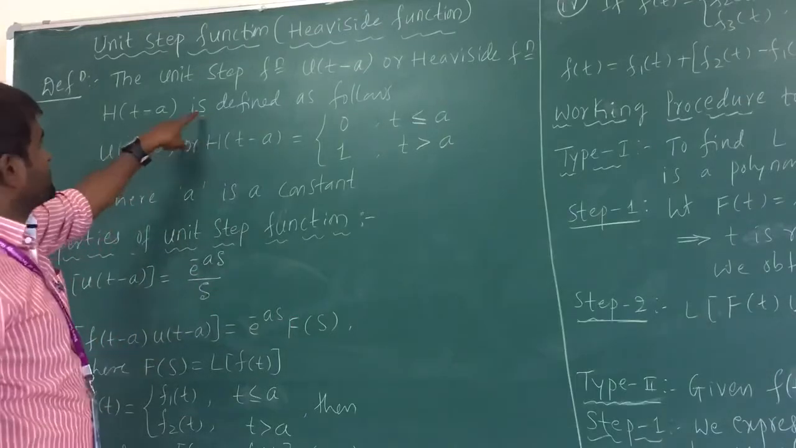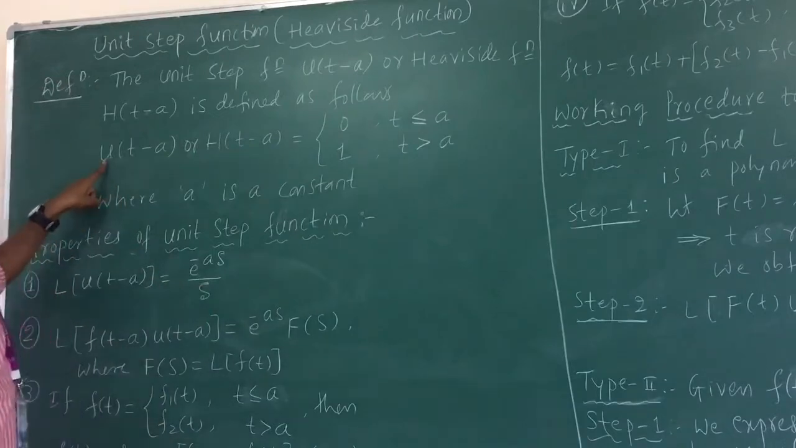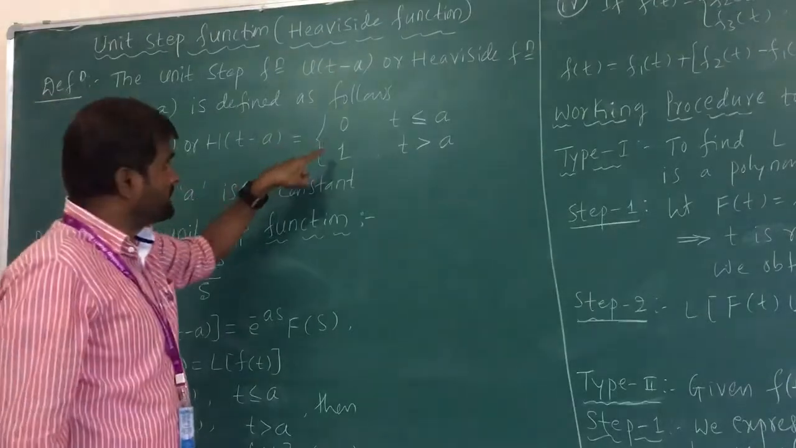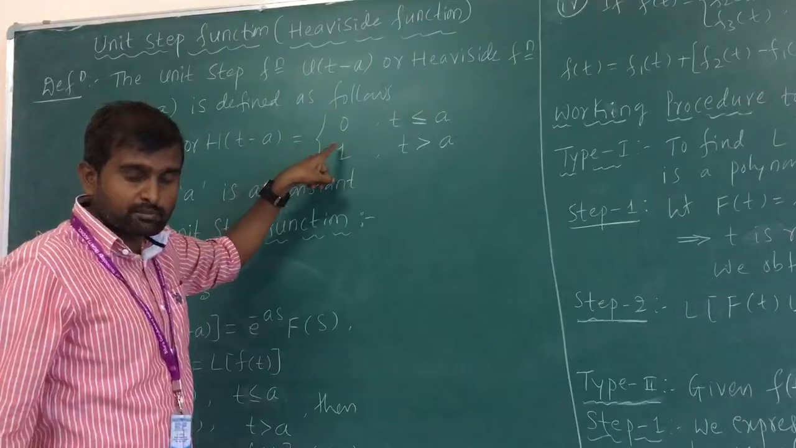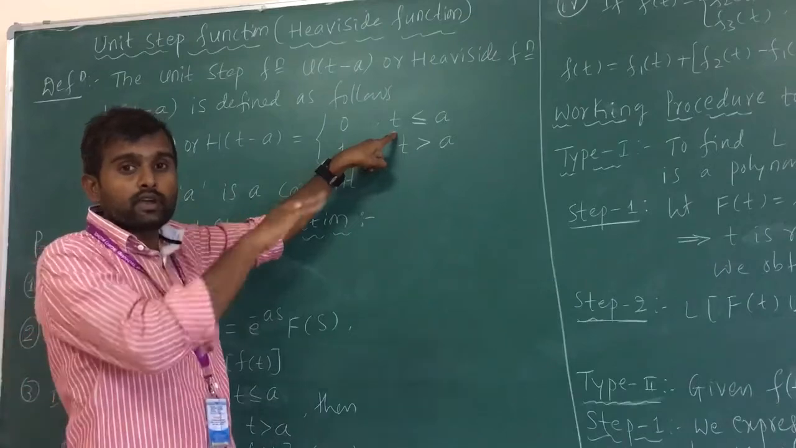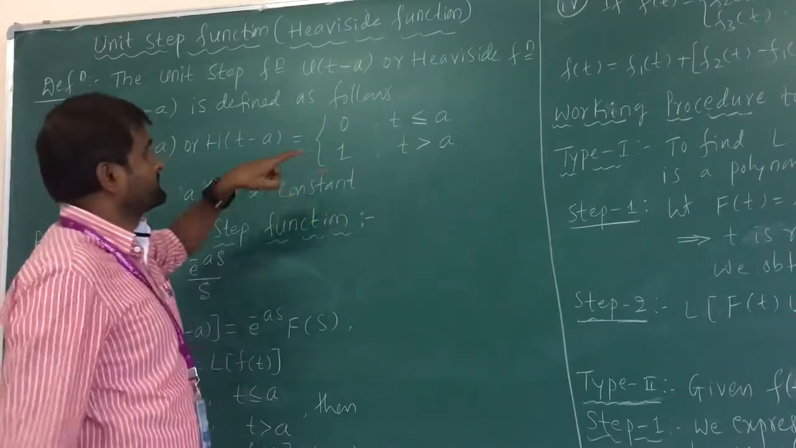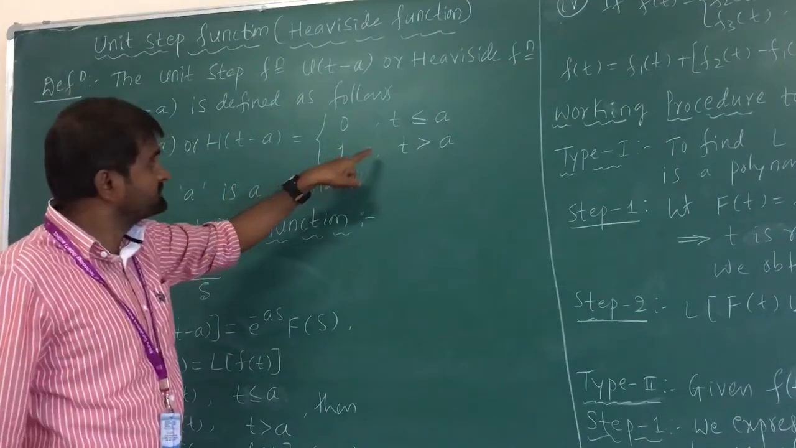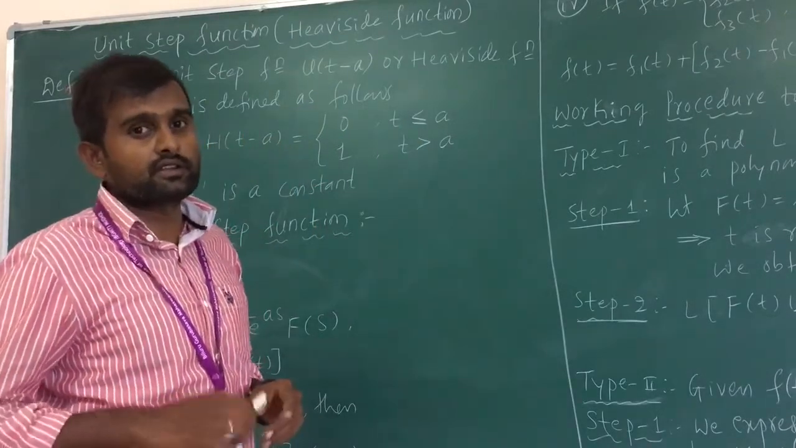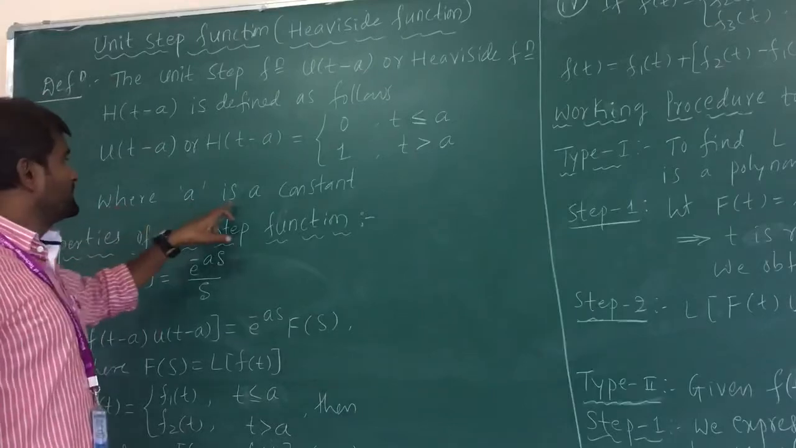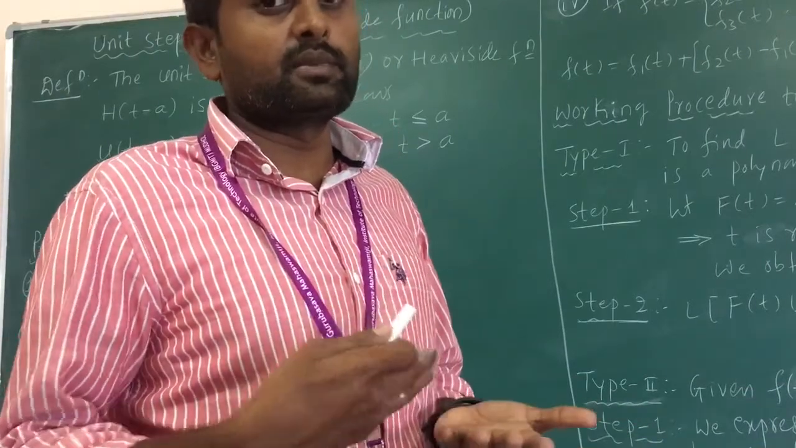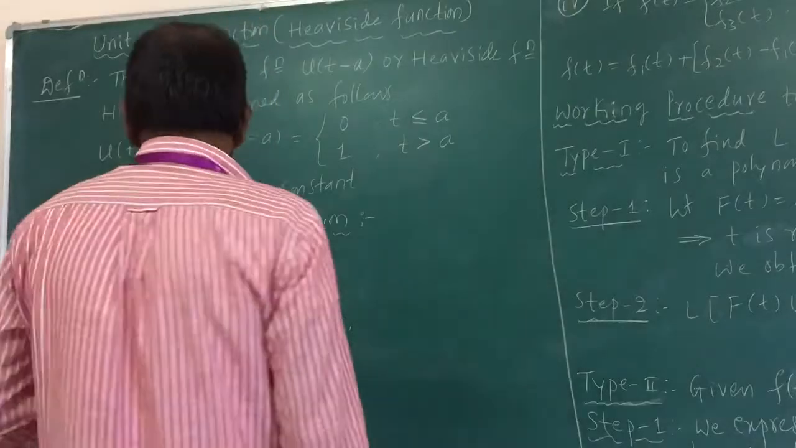It is defined as follows: u of t minus a or h of t minus a equals, we have two pieces. The function is 0 when t is less than or equal to a, and the function is 1 when t is greater than a, where a is a constant. We can take any number for a, any constant.